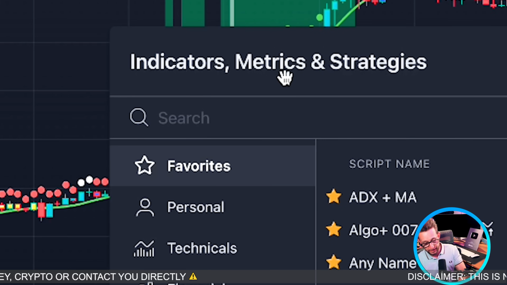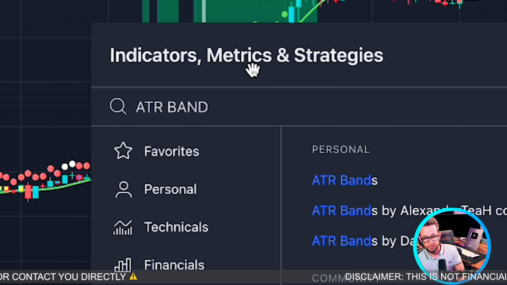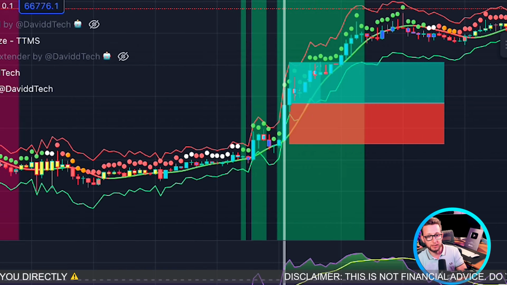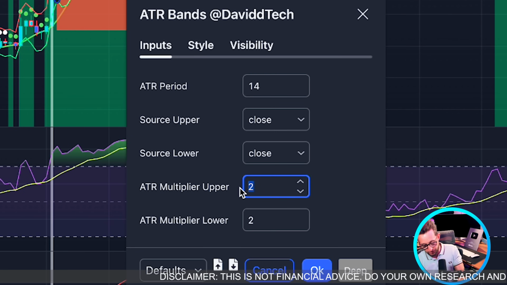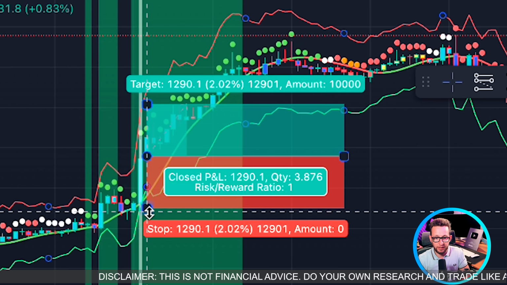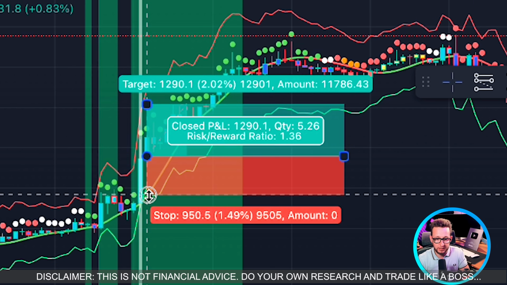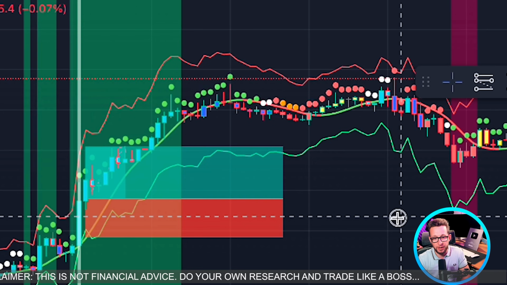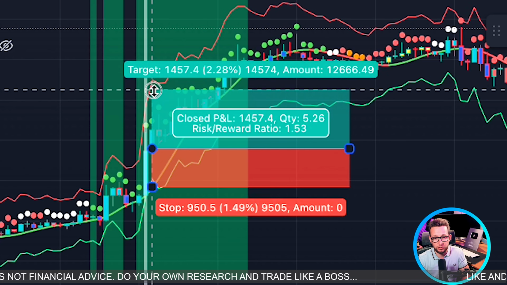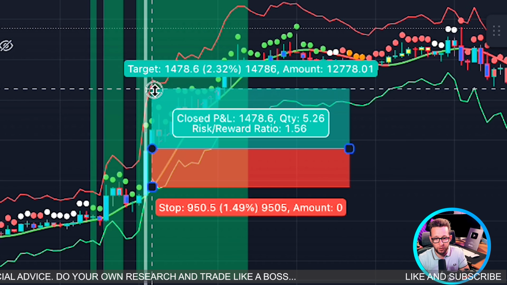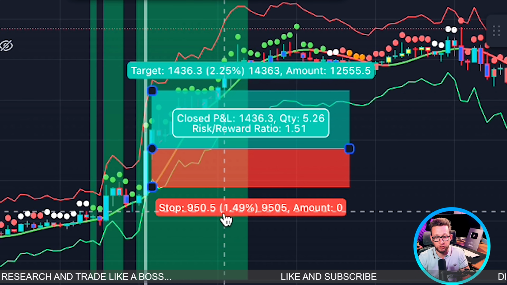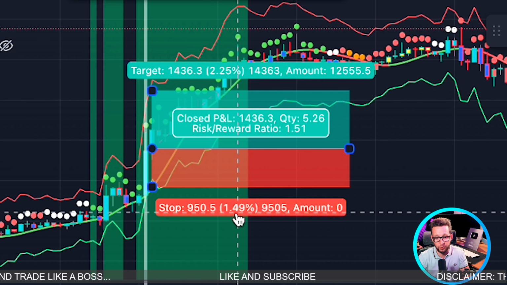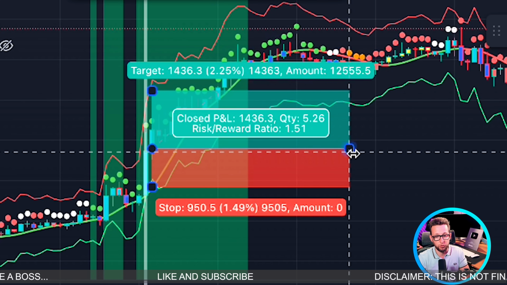We're going to add the ATR bands by David Tech just here, and that's going to give us our stop loss and take profit. We're going to change the multiplier to 3, boom, and that's going to give us our stop loss. We're going to set our stop loss to the ATR bands, and then we're looking for a risk to reward of 1.5, just like that. Boom, we've taken 2.25% out of the market, and our stop loss would have been 1.49. And we had a successful trade just there.